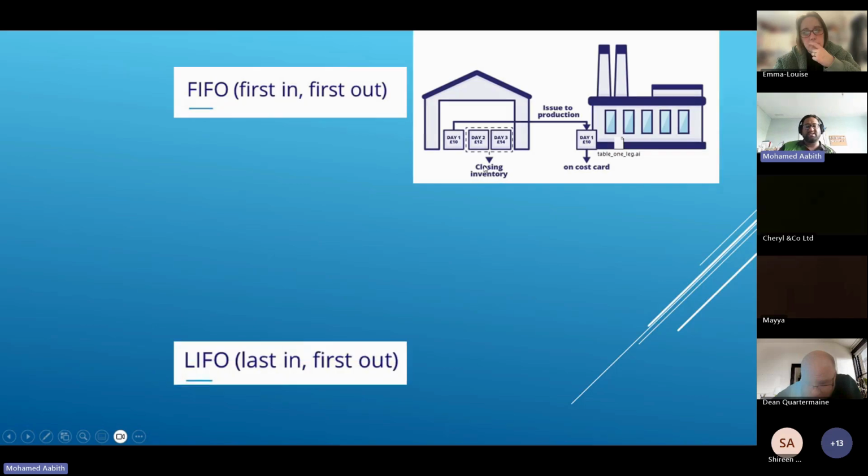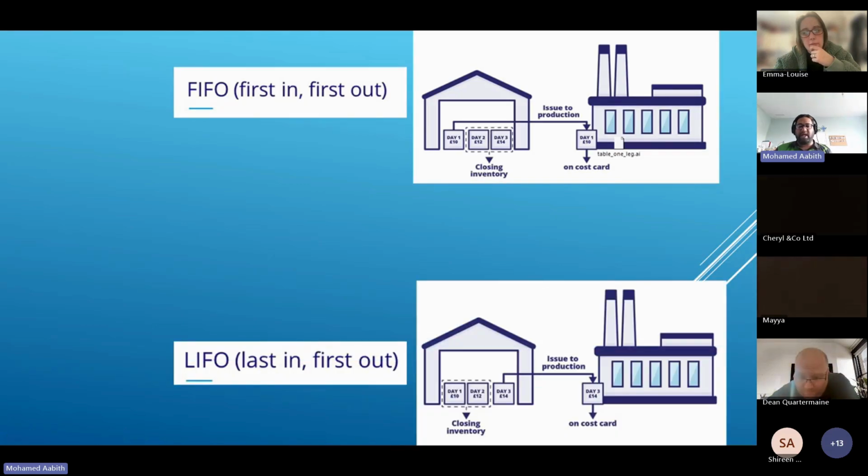The second method is last in, first out. Here we have a similar way, but we don't issue any of the older stock. We issue the newer stock, which is the third day one, which is going to cost £14 on my cost card. So what is left in my inventory will be the day 1 item and the day 2 item. Therefore, the older stock remains in my closing inventory.